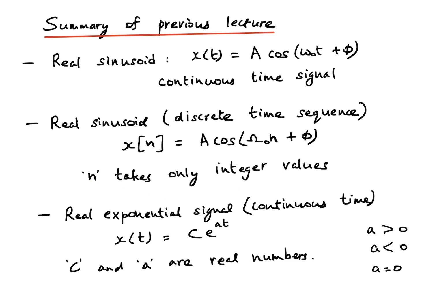Then we also discussed the real exponential signals. Again, we saw both types, the continuous time exponential signal and the discrete time exponential signal. The general form of the exponential signal is x of t equals c e power a t, where, when c and a are real numbers, we get a real exponential signal. We also discussed what the exponential signal looks like when the exponent a is positive, negative, or equal to 0. We have discussed this in the previous lecture.